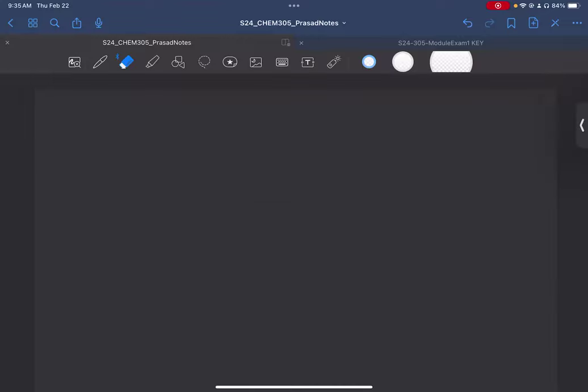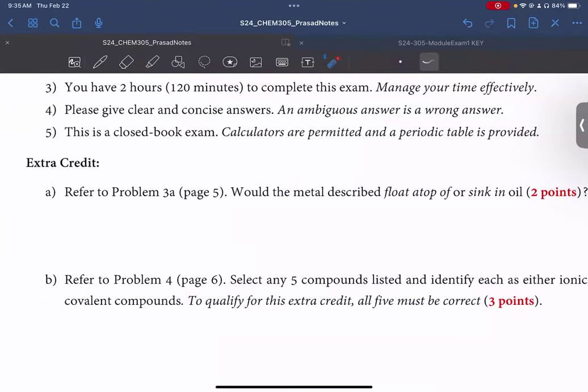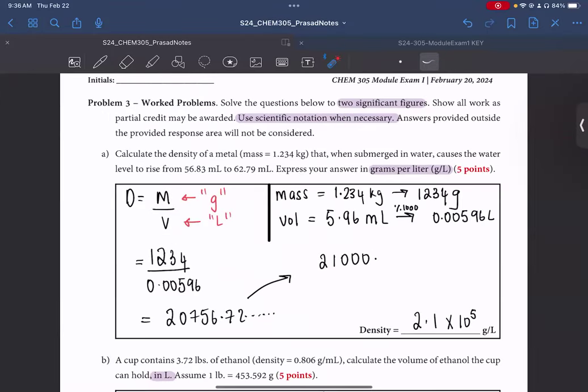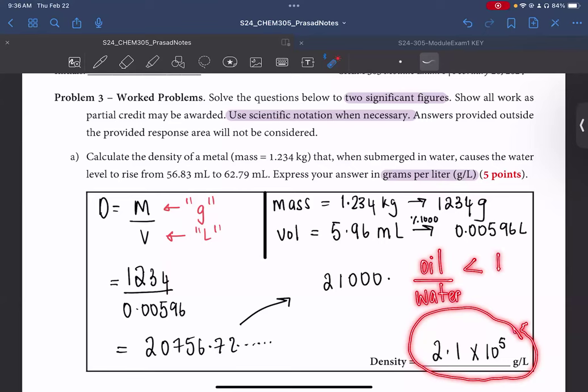While it's still passing around, let me just talk about the extra credit. Thank you for reminding me, Margaret. The first extra credit question is asking us, for problem 3A, would the metal described float or sink? Unfortunately, if you got 3A wrong, you may have gotten this one wrong as well. We find out that the density of the particular metal is something like 21,000. What do we know about oil? We may not remember the exact value for oil, but we know that oil floats on top of water, which means it is less than one. So where would this metal object go? Would it go above oil or under? Which one is less dense, the object or the oil? Oil, right? So oil on top of the metal, which means that the metal would sink.